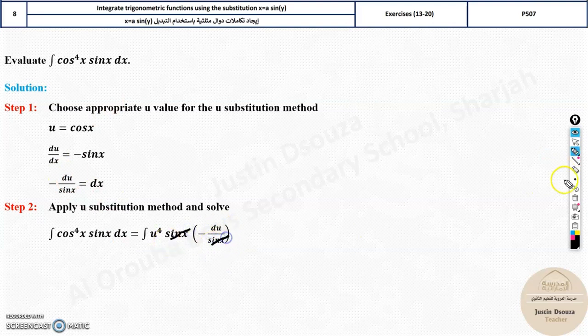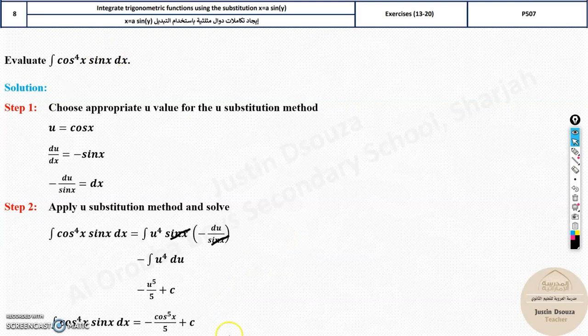Now the sine x cancels, right? So what are you remaining with? It's negative integral u to the power 4 du. Don't forget u is substituted as cos, so substitute that back. It will be negative cos to the power 5 x by 5 plus c. So this is the answer.